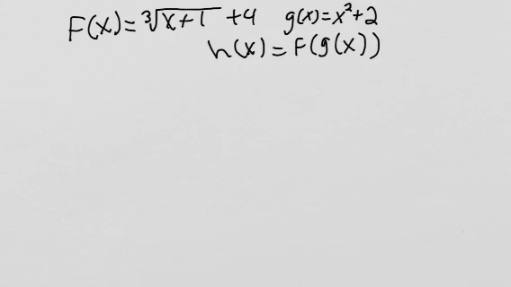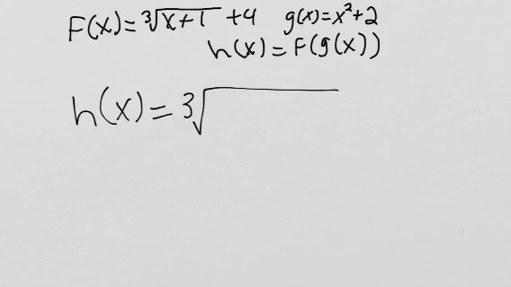Okay, so number 8, parts A, B, and C. It tells us that h of x is the composition of f and g of x. We have g of x getting plugged in as our input for f. So our input for f is right here, it's x. So what we do is we say h of x is going to be equal to the cube root of our input plus 1, plus 4. Our input is x squared plus 2.